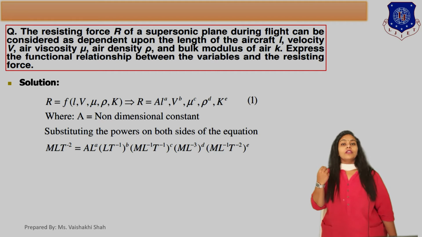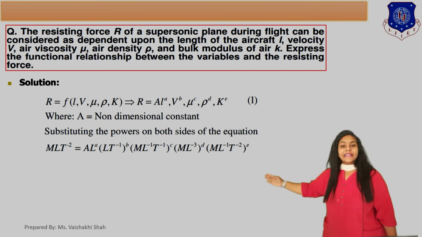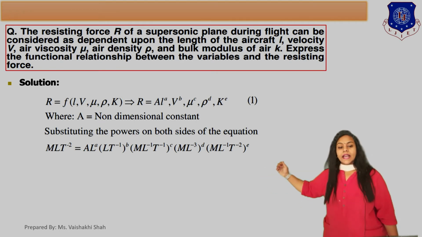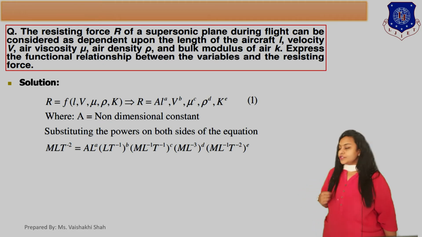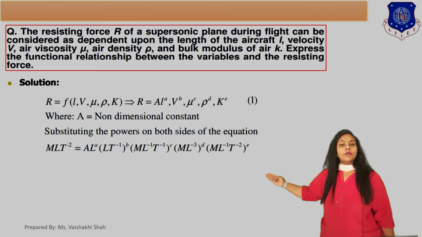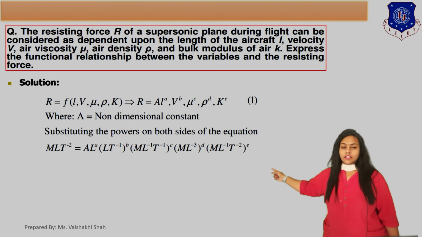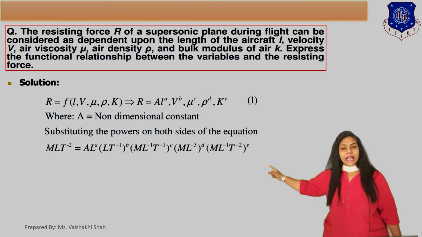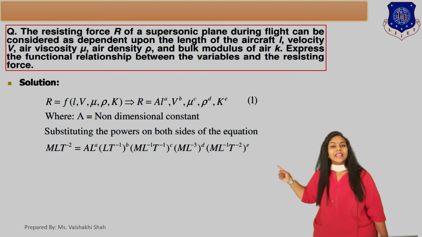Now, third is your viscosity, mu, Newton second per meter square, which is written as M T raised to minus 1, L raised to minus 1, raised to C. And fourth is density, mass density rho, which is M L raised to minus 3, raised to D. And the last quantity, which is bulk modulus of elasticity, and its unit in form of MLT is M L raised to minus 1 T raised to minus 2, raised to E.